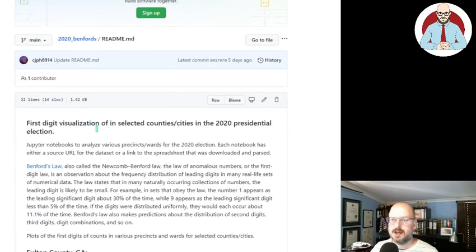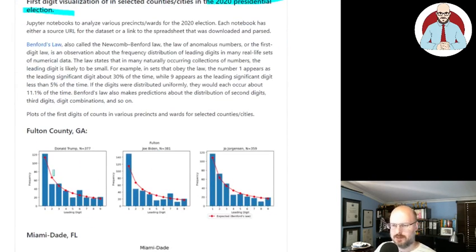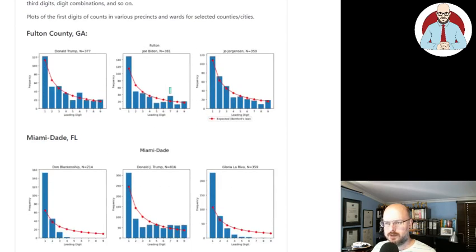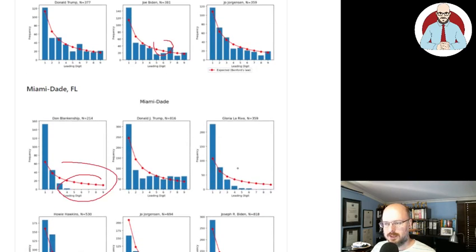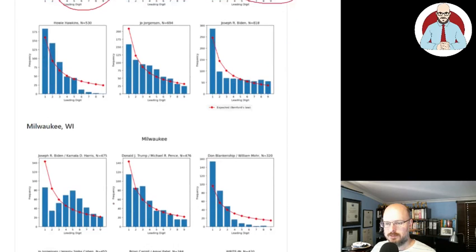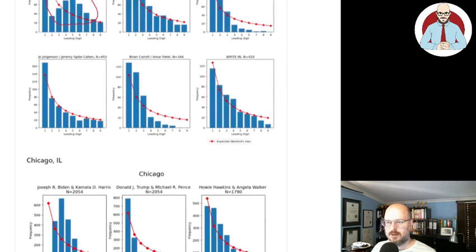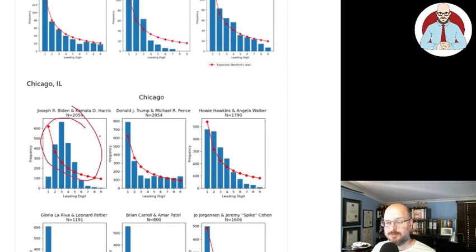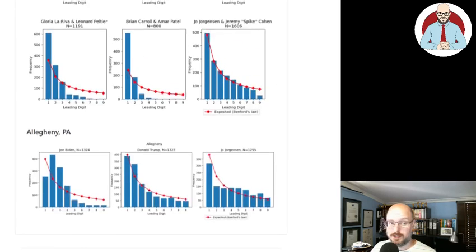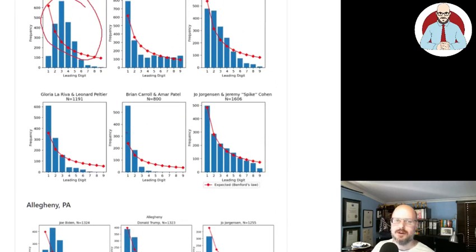Now, one thing that's been doing the rounds has been this data here from GitHub. First, a digit visualization of selected county cities in the 2020 presidential election. You can see they've got the distribution from Benford's law right here in the red line, and they've got the data, and you're saying, oh, wait a minute, that looks a bit dodgy. That's 7 up there. What's going on here? Ooh, hang on, what's happening in Milwaukee over here? Look at that. What's happening in Chicago? Look at that. And I myself am also sharing this, going, what's going on here?